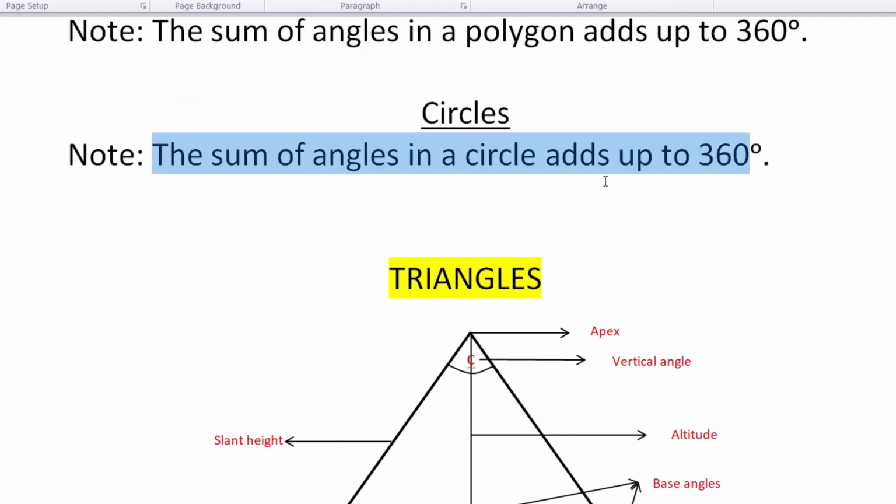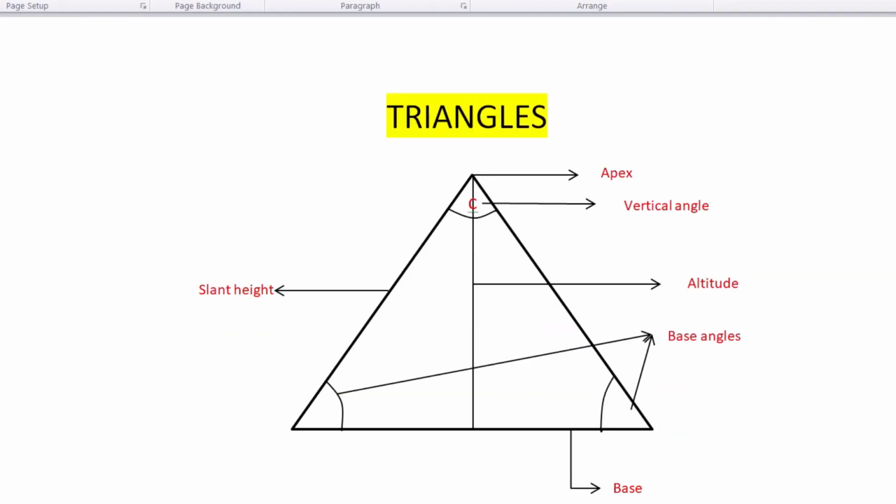A circle can also be defined as the path traced by a point which moves in such a way that its distance from the center is constant. Now to the latter part of our video, we have the parts of a triangle. The topmost part of the triangle is called the apex. This is the highest point of the triangle.